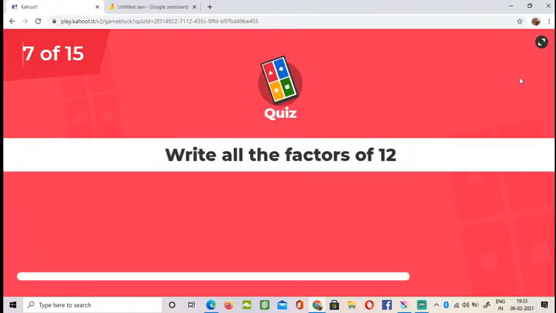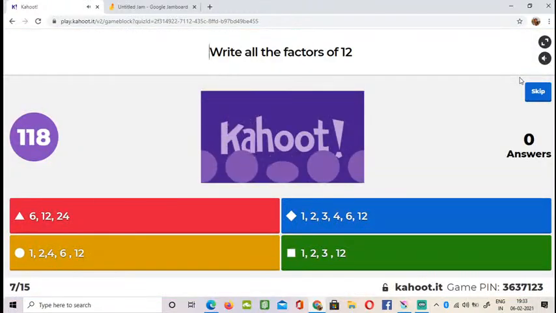Write all the factors of 12. Now you are done with your LCM. Now write the factors of 12. All the factors of 12. Not just some, all the factors. You will have to select the option where you have all the factors. I think you may have the answer correct in your mind.